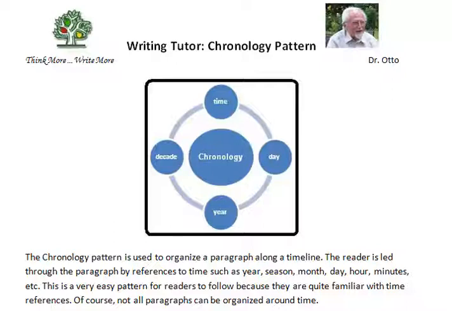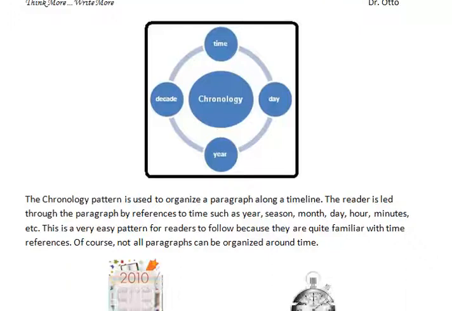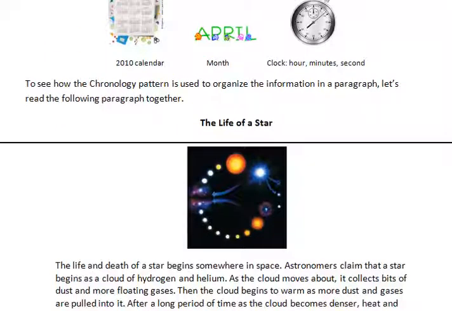Of course, not all paragraphs can be organized along a timeline. To see how the chronology pattern is used to organize the information in a paragraph, let's read the following paragraph together.